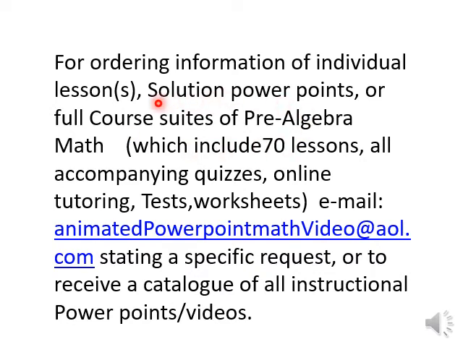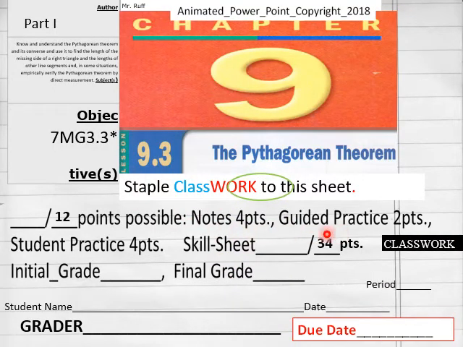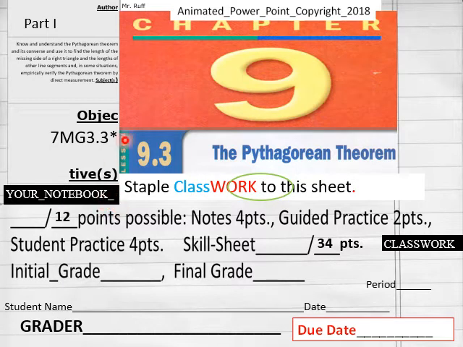Okay, everybody, welcome to 9.3 Pre-Algebra Math, Part 1. And today we have a 34-point skill sheet for classwork, and we have 12 points here for the note-taking guide. You can get it, the email, and the Pythagorean Theorem.